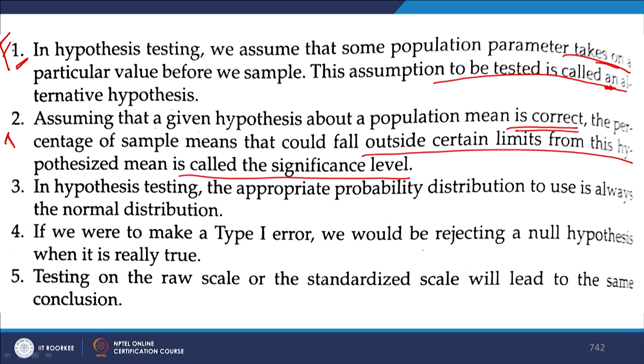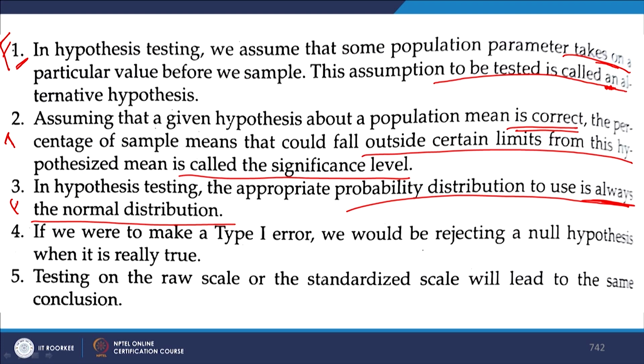In hypothesis testing, the appropriate probability distribution to use is always the normal distribution. Just read this sentence carefully. Is it correct? Do we always use a normal distribution or z distribution? No, we sometimes use t distribution as well, right. So, this statement is false.